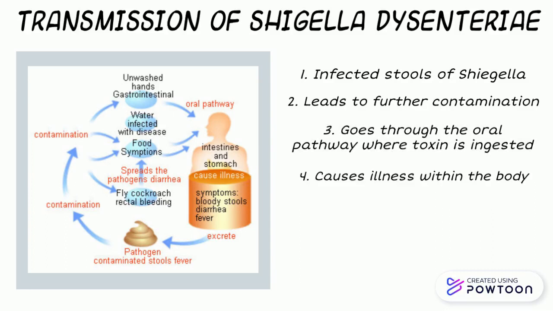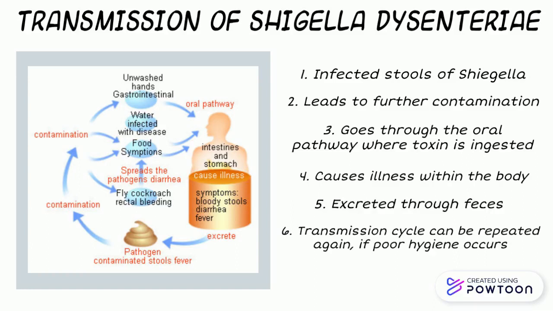It then causes illness within the intestines and stomach and a chance in the kidneys, leading to symptoms of bloody stools, diarrhea, and fever. It is then excreted through feces, and the whole transmission cycle is repeated again. The incubation period for Shigella dysenteriae is 1 to 3 days.